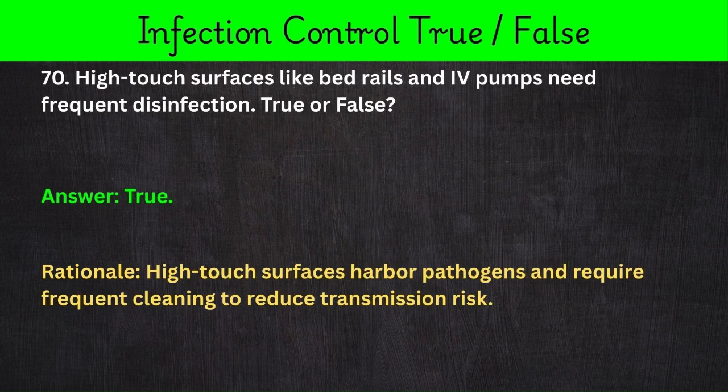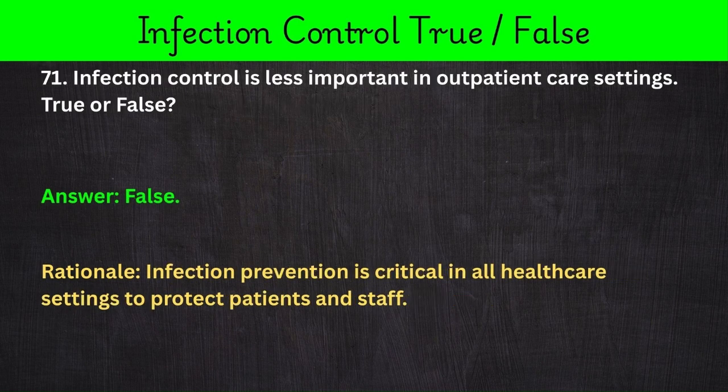70. High-touch surfaces like bed rails and floor pumps need frequent disinfection. True or false? Answer: true. Rationale: high-touch surfaces harbor pathogens and require frequent cleaning to reduce transmission risk. 71. Infection control is less important in outpatient care settings. True or false? Answer: false. Rationale: infection prevention is critical in all healthcare settings to protect patients and staff.